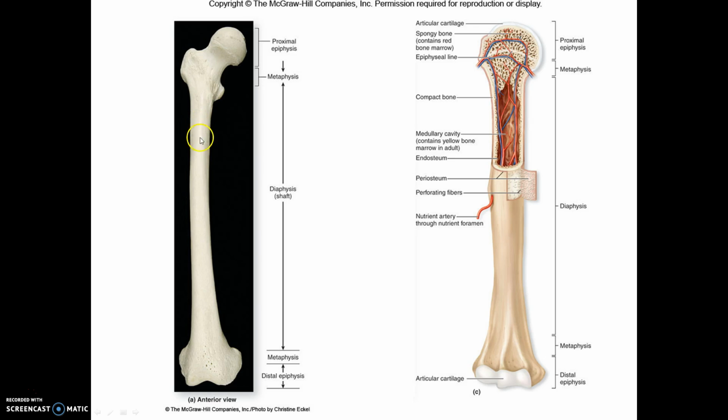The outer lining of the diaphysis is called the periosteum, and it is composed of dense irregular connective tissue. We'll see a little bit more about that shortly here. We have a little bit of periosteum highlighted on the right. So again, dense irregular connective tissue forms a fibrous layer, and then there's an intercellular layer that we'll talk about. And the perforating fibers are just collagen fibers that help anchor the periosteum to the bone.